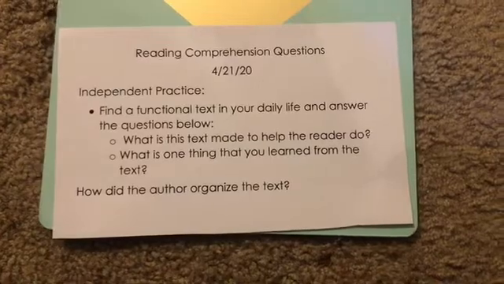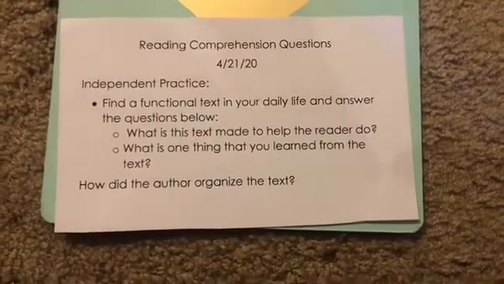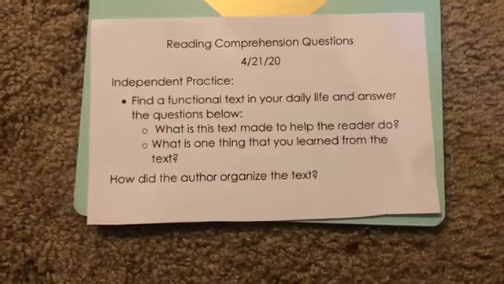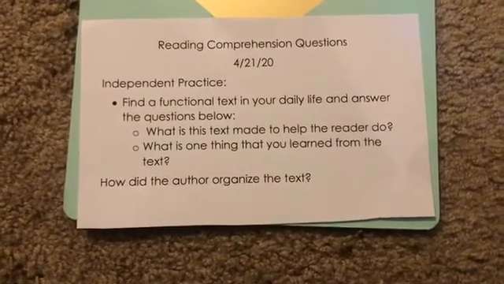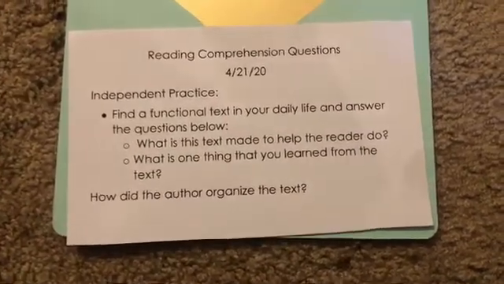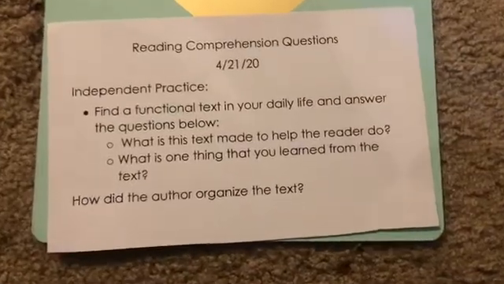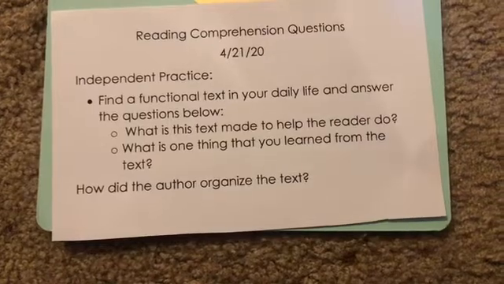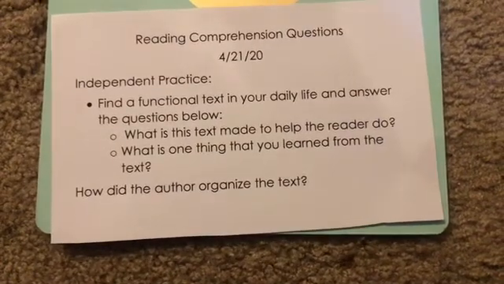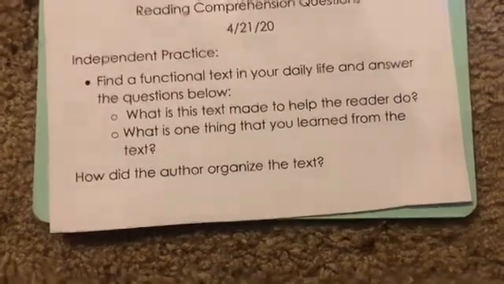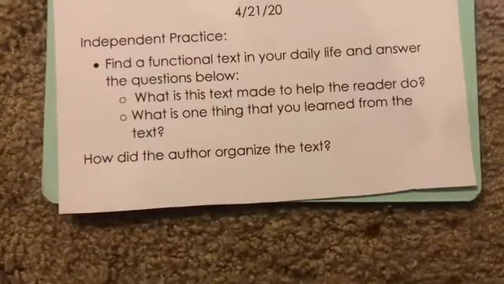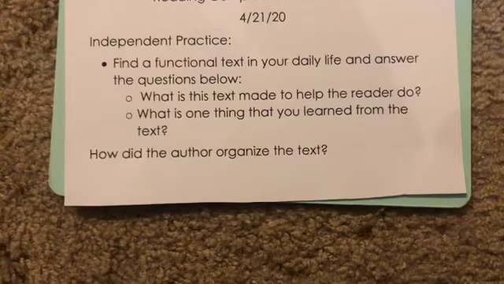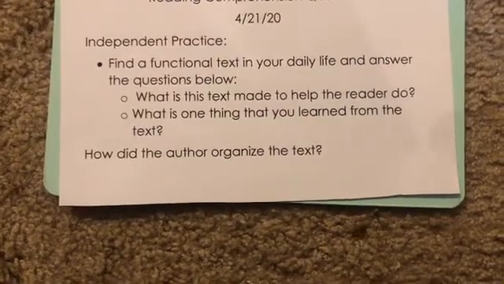Alrighty, third graders, here's your independent practice for today. Remember that I asked you to go around the house and see all the different places you can find functional texts. Well, pick one of those functional texts and answer these questions. What is the text made to help the reader do? And what is one thing that you learned from the text? The last question you're going to answer is, how did the author organize the text? Remember, think about the text features that the author may have used.